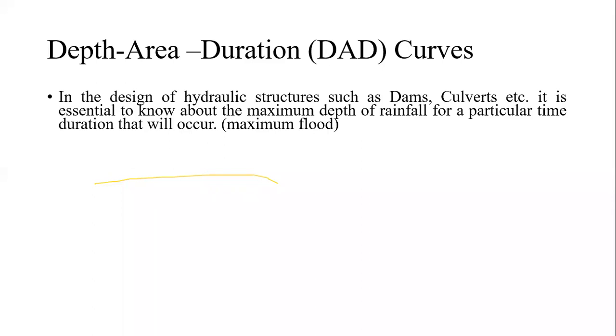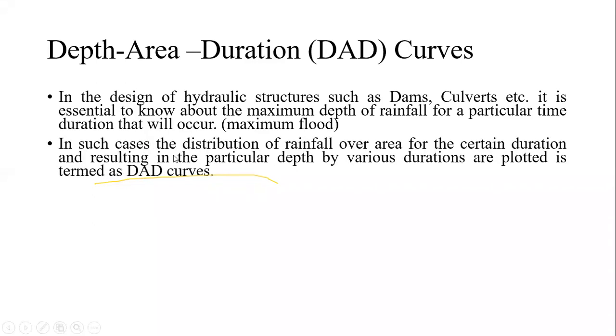Or on the other hand, we can say the minimum flow in that particular river, that is at the outlet of the catchment. Then in such cases, the distribution of rainfall over an area for a certain duration and the resulting depth for various durations are plotted and termed as depth area duration curves. Now we have seen why to go for depth area duration curves, why it is essential. Now how to construct them.